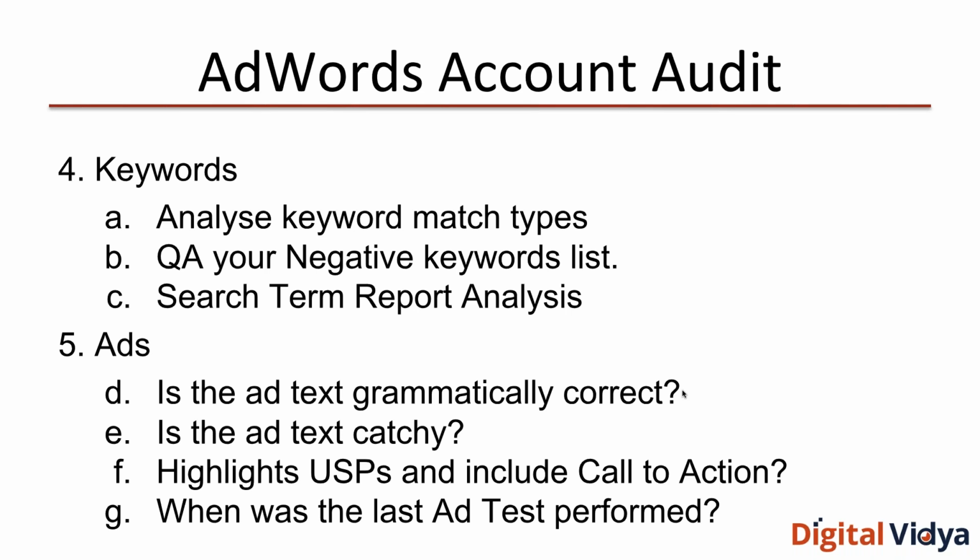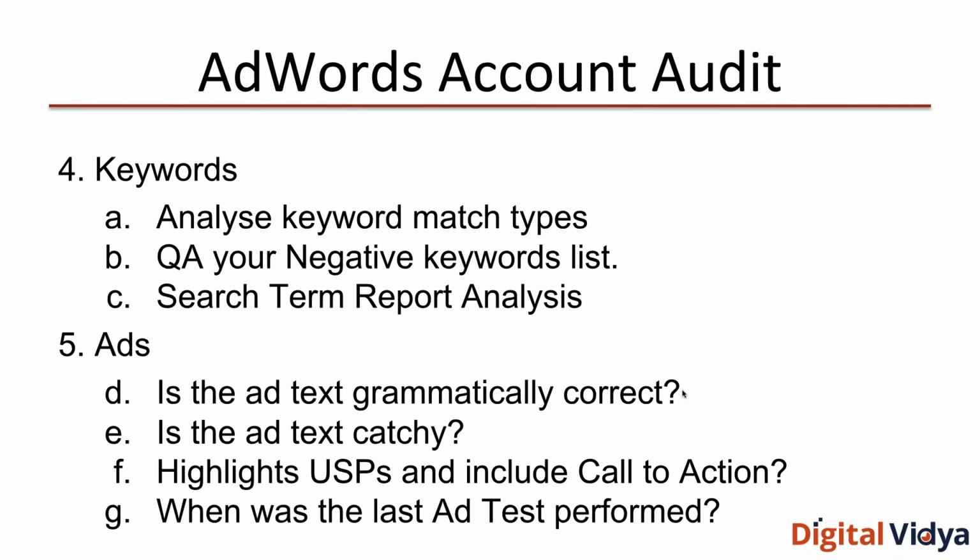Then you can go to the ad level for those campaigns. See, in one go, are the ad texts grammatically correct? Are they interesting and catchy enough for you to feel like you want to click on them? See if they have taken time to add specific USPs or call to action phrases. If not, you can suggest that. That will be your suggestion as part of the account audit. And when was the last ad test performed?